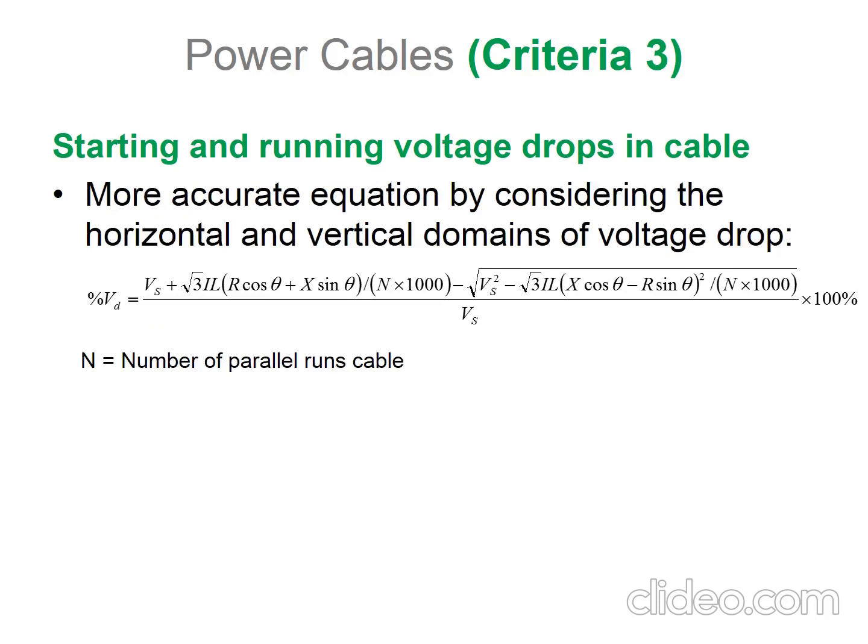Then we go to the more accurate calculation. This is a more accurate equation, considering the horizontal and vertical components of voltage drop. So this is the equation, and N is the number of parallel runs of cable. So we have the N number here.